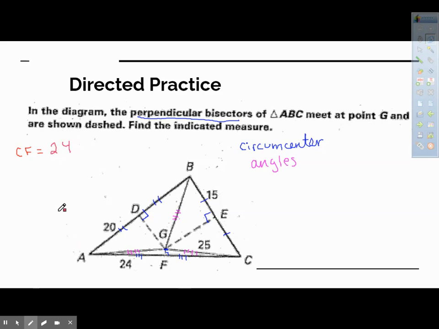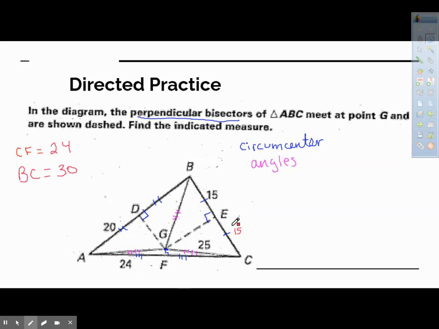The next one it wanted us to find was BC. Well, BE is 15, so that means EC will also be 15. So BC would be what? Correct. So it would be 30. BC would be 30. You would have to do 15 plus 15.